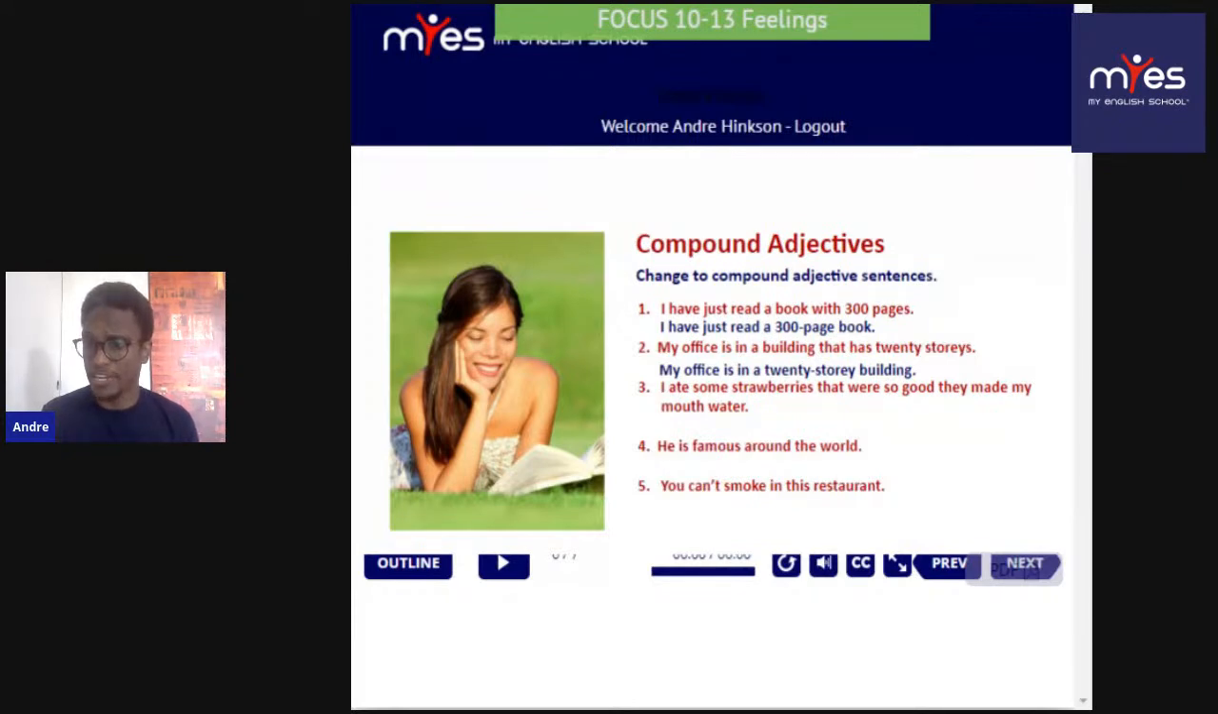And what kind of strawberries? Strawberries that were so good, they made my mouth water. Yeah. So for me, I would say I ate some strawberries that were so good, they were mouth-watering. Let's see. I ate some mouth-watering strawberries. Okay, yeah. So this one is a little better. Simple. Makes it easier. Makes the sentence shorter. So what kind of strawberries? Mouth-watering. Number 4. He is famous around the world.